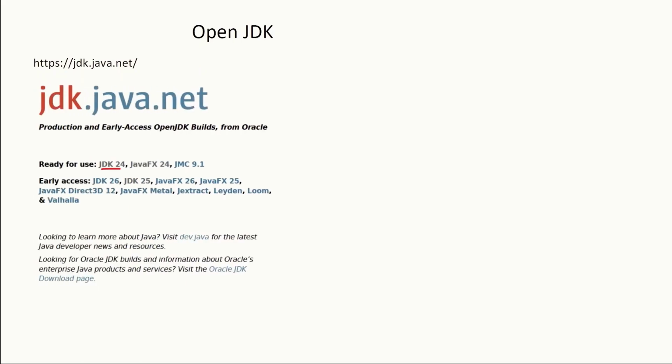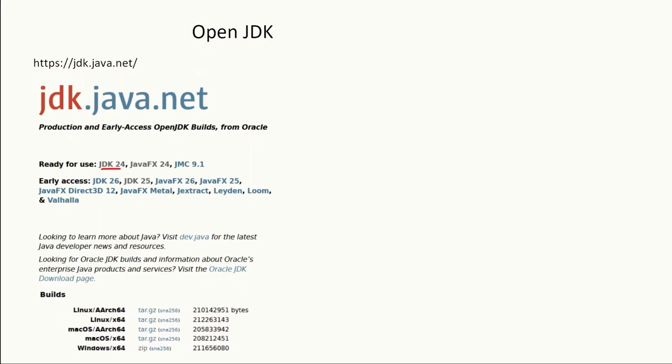First, Open JDK. The website to go to is displayed on screen. Choose from the ready to use, and we want the latest version, which is JDK 24. You want to download the version for your platform. We're using Windows.